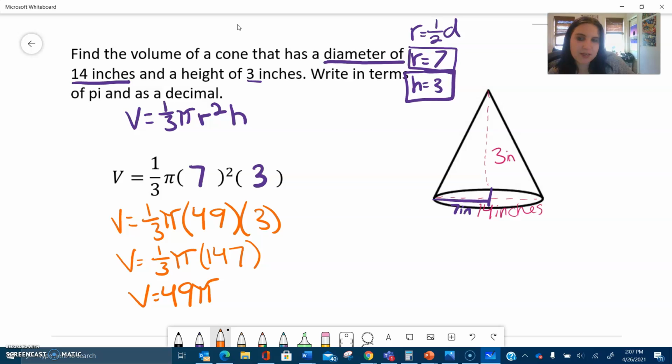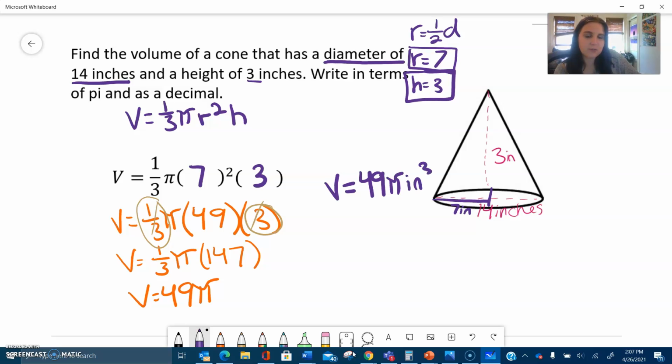Now I also could have done this by seeing that I have this 1/3 and this 3, and 1/3 times 3, or 3/3, is 1. So those would have canceled each other out. So now I have V equals 49 times pi, and that's how I would leave my answer in terms of pi. So in terms of pi, the volume equals 49 pi, and we're in inches cubed.